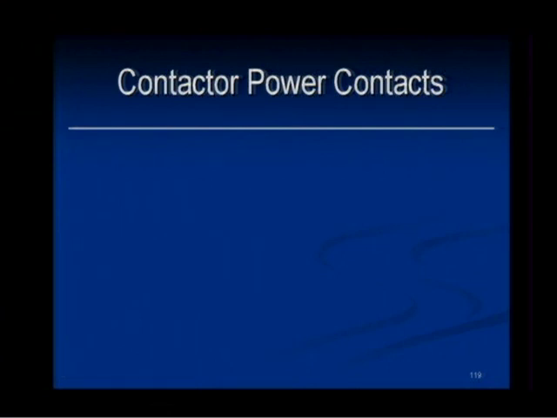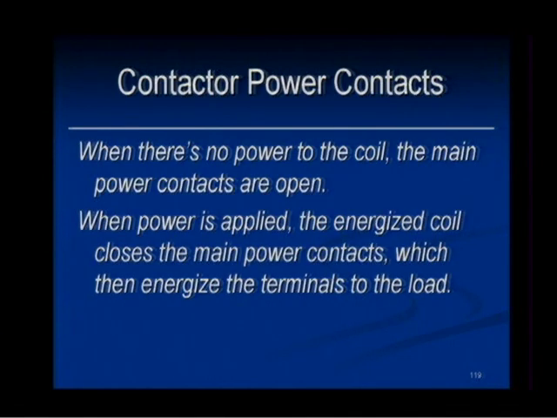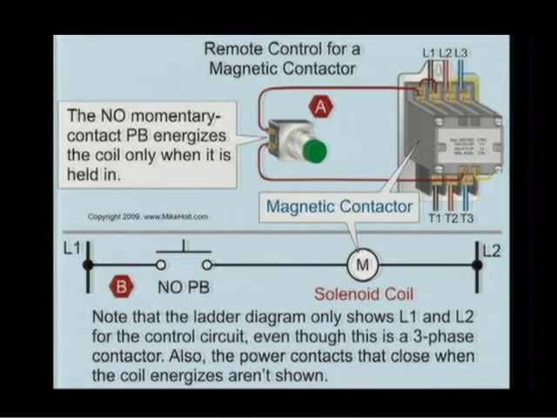Contactor power contacts. Where there's no power to the coil, the main power contacts are open. When power is applied, the energized coil closes the main contacts, which then energize the terminals to the load. We've kind of talked about that already.